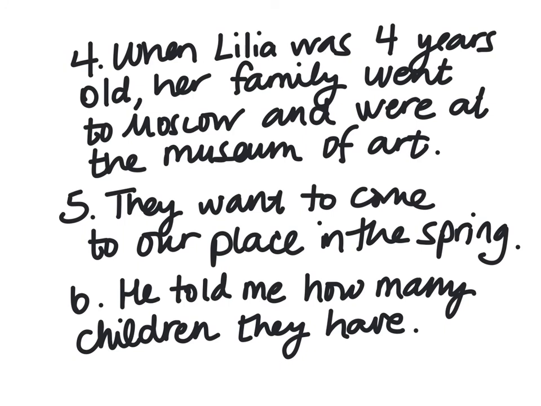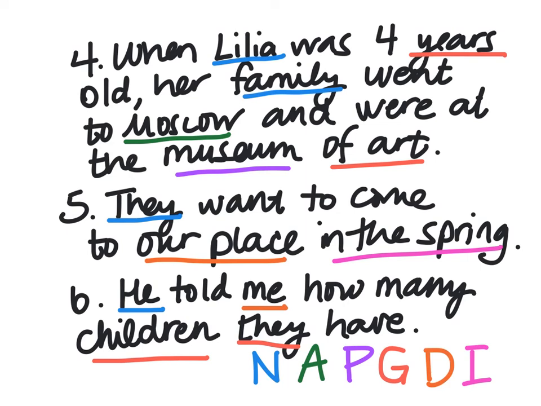Еще попробуйте. Here we have Lilia, the subject of the sentence. 4 years is, of course, genitive after the number. Her family, this is the second clause, so there's another subject. They went to Moscow. This is going to be v plus accusative for direction. We're at the Museum of Art. So at the museum, prepositional for location, and then of art, the of shows genitive.